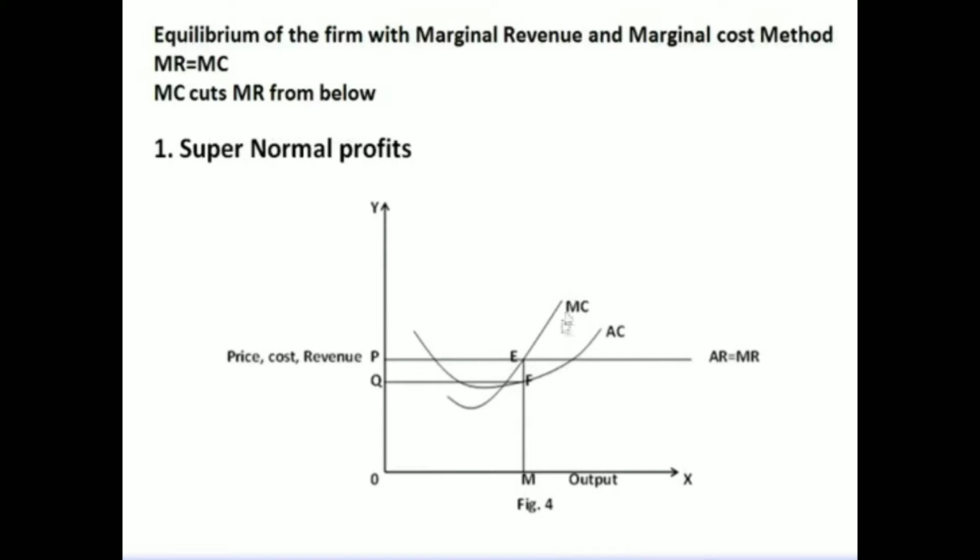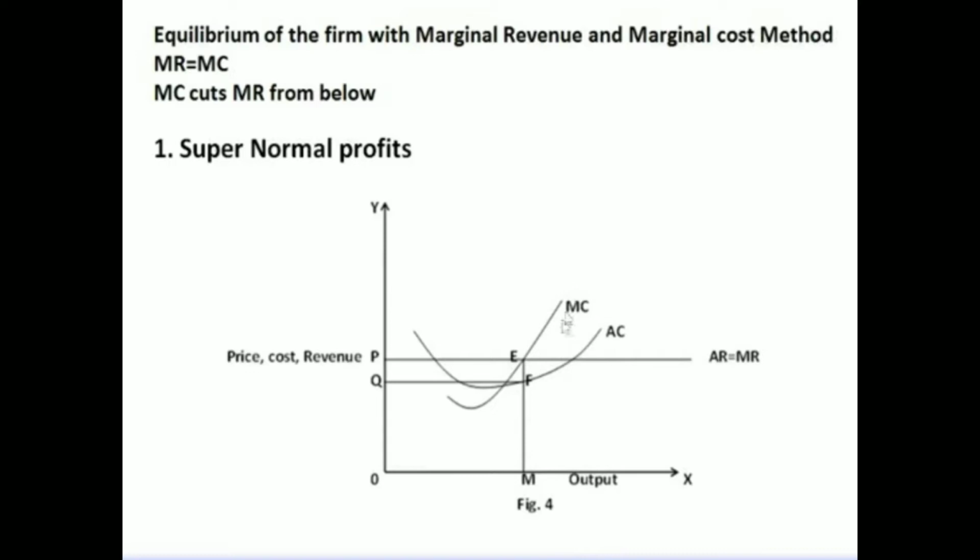Equilibrium is at the point where MC is equal to MR. That is the equilibrium condition: MC should cut MR from below and MC should be equal to MR. This is at the point E. At E, the output produced is OM, so OM is the equilibrium output. Price or AR is equal to OP and AC is equal to MF. So the difference between AR and AC is EF or PQ per unit. This is the profit per unit.